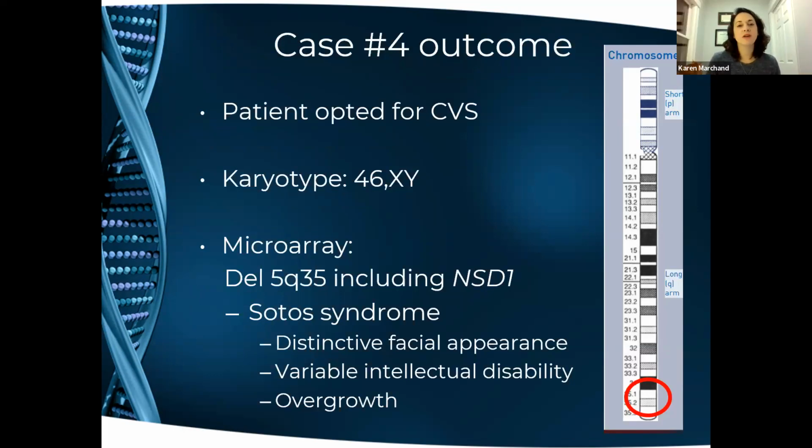Yeah, so for this patient, she did opt for CVS. The karyotype was normal. The microarray, however, showed a deletion, a copy number variant, at the end of chromosome 5, as indicated in the red circle, and it included the NSD1 gene. A point mutation or deletion within NSD1 results in a condition called Sotos syndrome, which is characterized by distinctive facial appearance, variable intellectual disability, and overgrowth. These are things we are not able to detect on ultrasound, so this would be the only way to detect this condition.